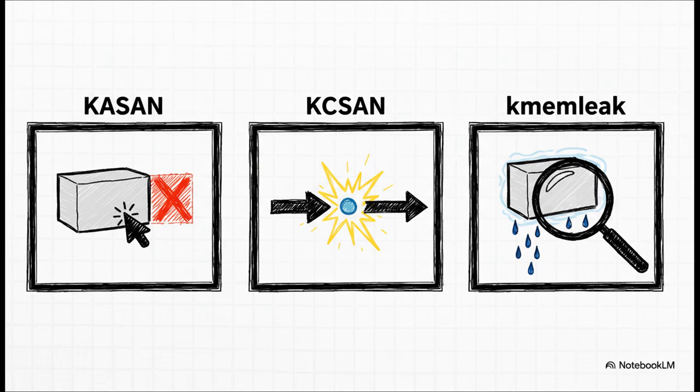KASAN is a master at finding memory errors. KCSAN is like a detective that hunts for these super subtle data race bugs. And kmemleak is brilliant at finding memory that was used once but then never given back. All of these are controlled and monitored from user space, usually using that debugfs interface.